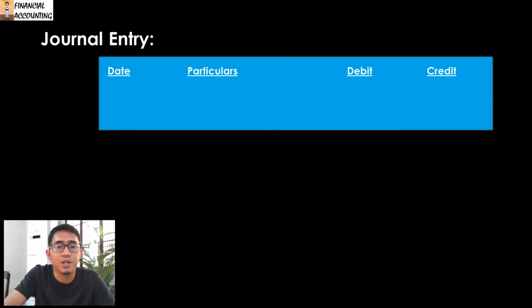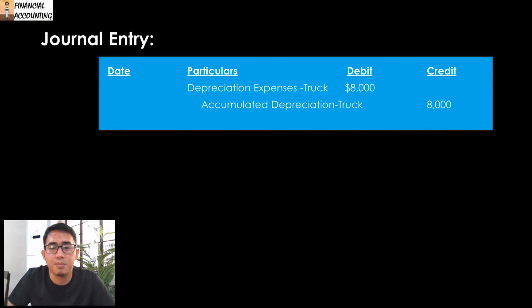So our journal entry for depreciation is debit depreciation expense, truck, and credit accumulated depreciation, truck, 8,000 pesos. That is the result of our computation a while ago. Depreciation expense is an expense, and that will be reported in your income statement. Accumulated depreciation is a contra asset account. Meaning if you report now in your financial statement the value of the truck, this amount of accumulated depreciation would be deducted from the cost of the truck in order to arrive at its net book value.